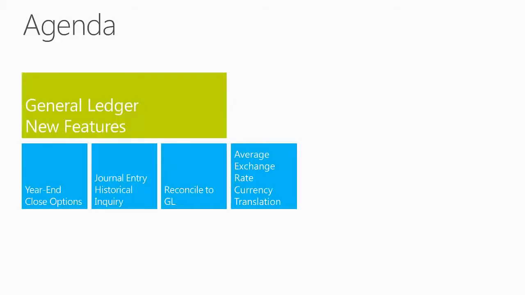The agenda for General Ledger includes the following new features. First are changes to the GL year-end close process. Second is how to view historical journal entries and inquiry. Third are changes to the Reconcile to General Ledger utility. And last are new calculation methods added to the average exchange rate currency translation.